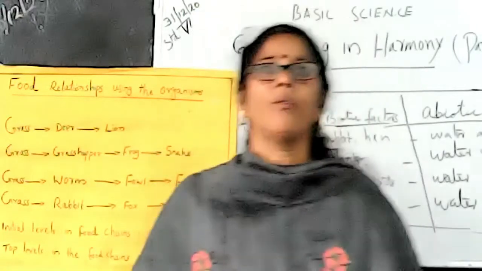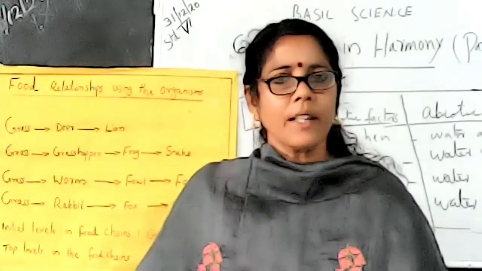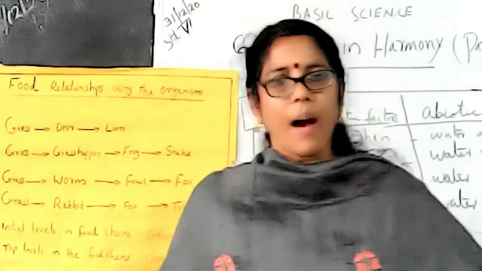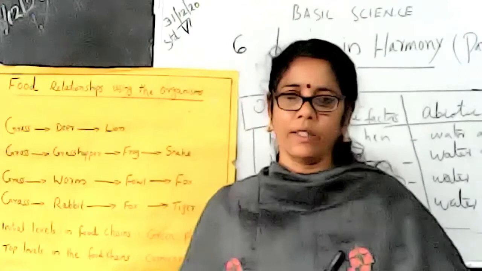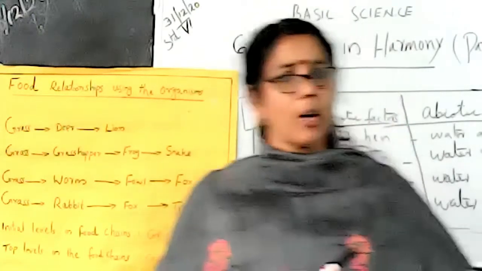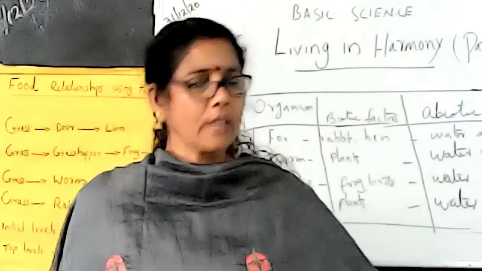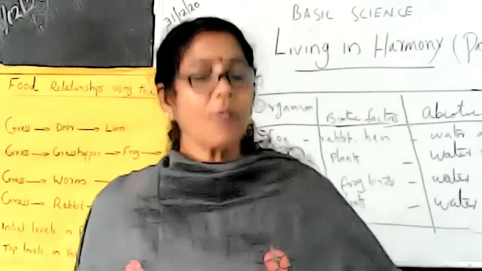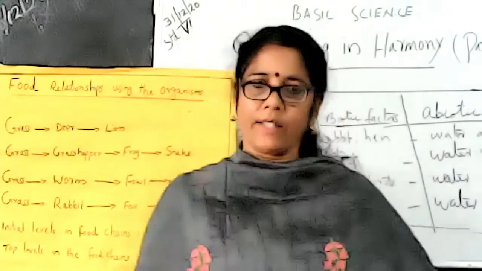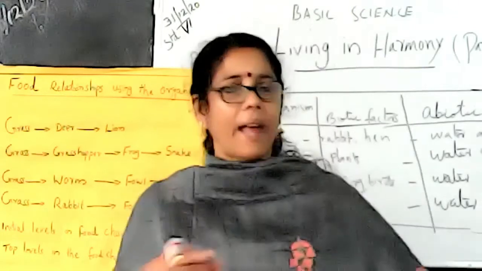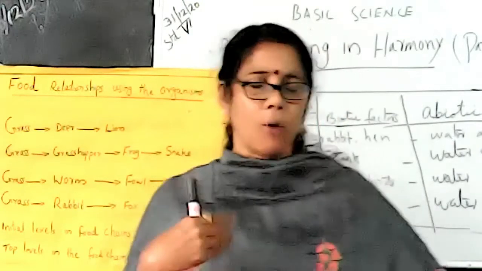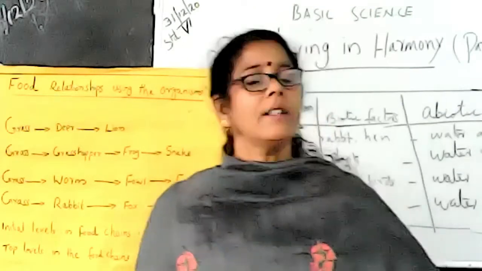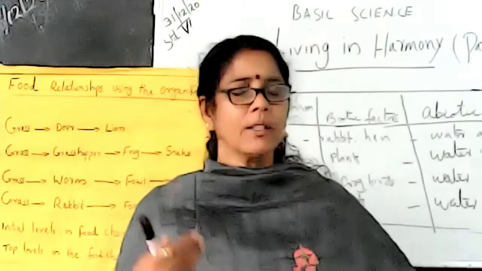Now we have discussed in this class chapter 6, Living in Harmony. In this chapter 6 we have discussed biotic factors and abiotic factors. Biotic factors are the living organisms in the surroundings. The non-living parts of the ecosystem are the abiotic factors. Examples for biotic factors: plants and animals, microorganisms, small creatures. Examples for abiotic factors: water, air, soil, sunlight.